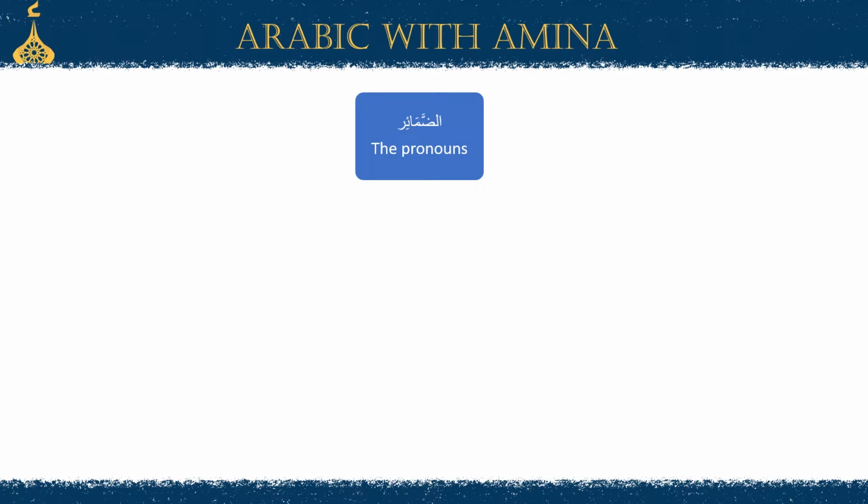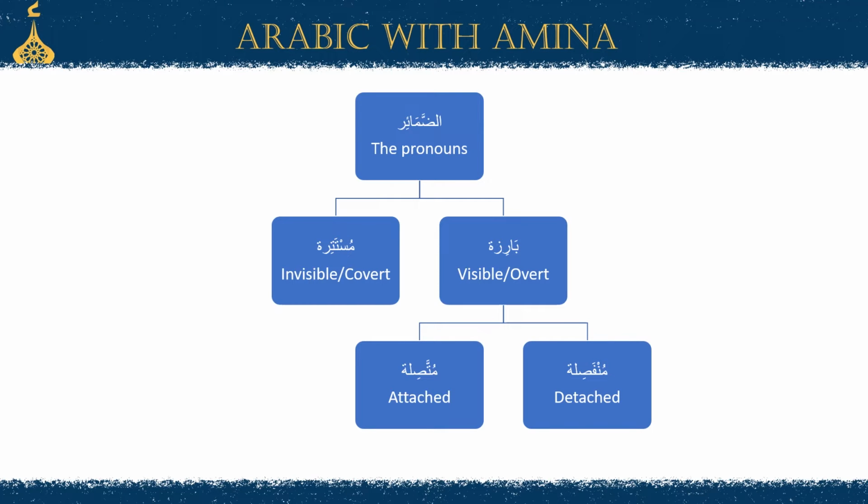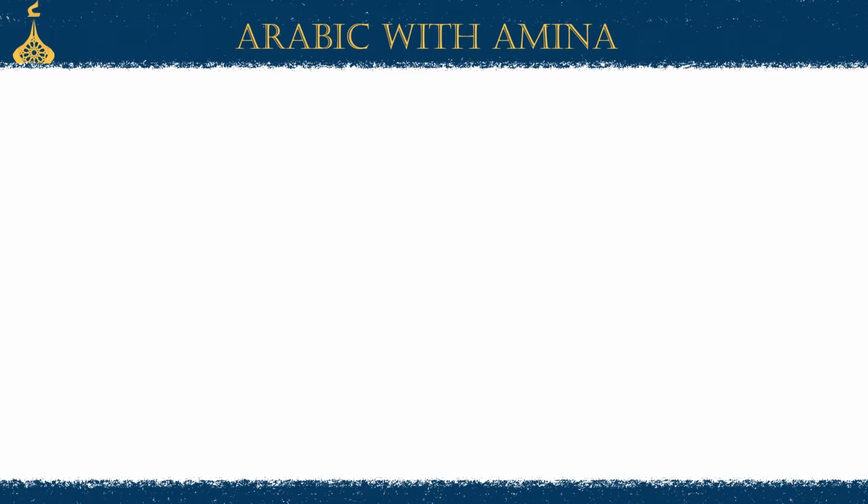In today's lesson we are going to be learning about the pronouns attached to verbs. Pronouns in Arabic can be divided into invisible pronouns, which are not written in the sentence, mustatira, and they can be visible, which means they are written, bariza. These can further be divided into muttasila, attached, where they are attached to a word and not written alone, or they can be detached, meaning they are written by themselves, munfasila. In today's video, we are going to be talking about the attached pronouns.